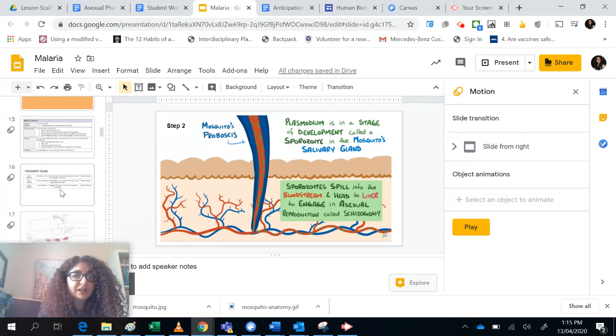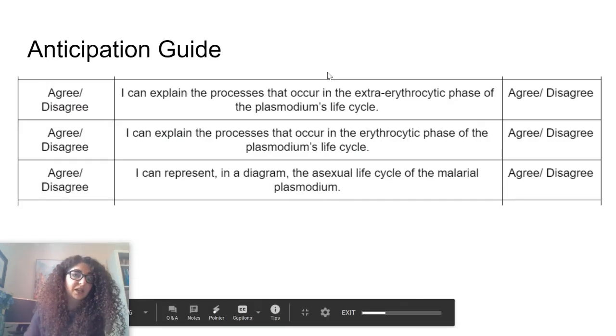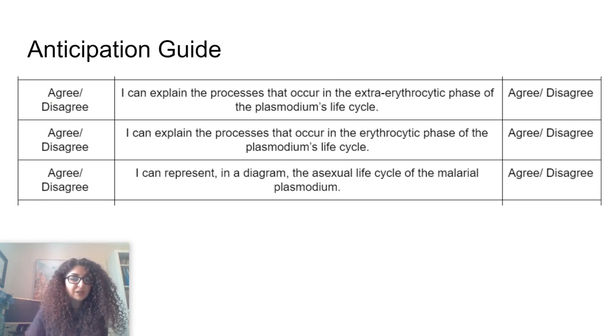All right, so now let's go back to our anticipation guide here, and let's go back to those particular statements that we had to cover. So, do you agree or disagree? I would recommend that you watch the video, take the notes, then give yourself about 30 minutes to go over this and make sure you consolidate that learning. Can you explain the processes that occur in the extra-erythrocytic phase of the Plasmodium's life cycle?